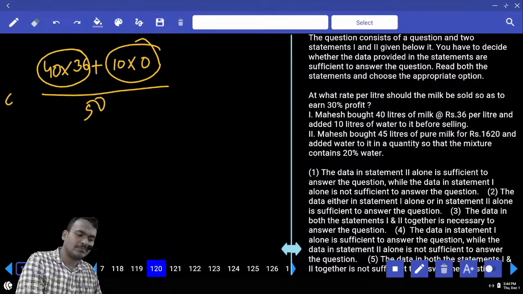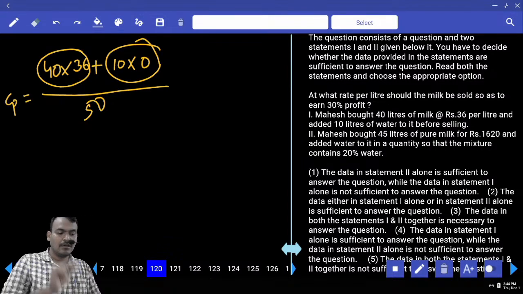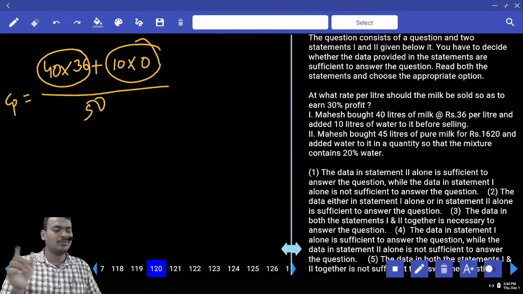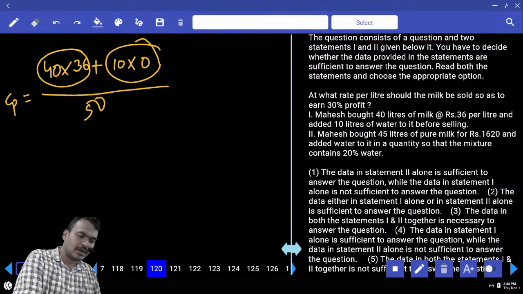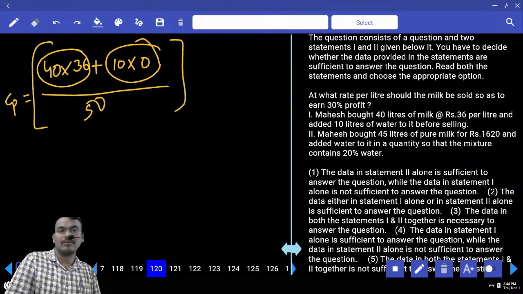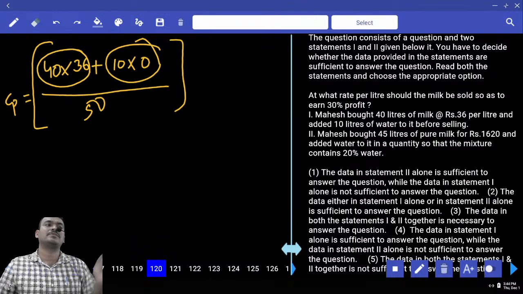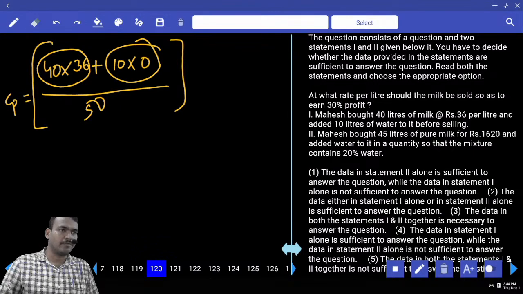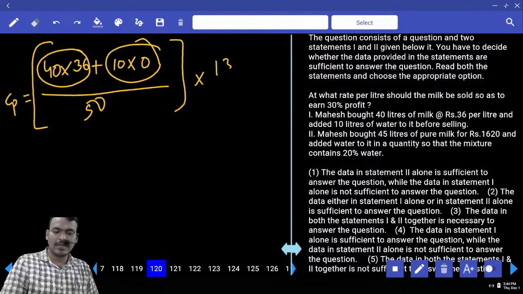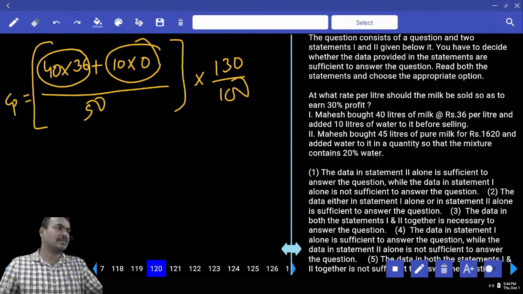Means the cost price of the mixture per liter is how many rupees? 40 into 36 plus 10 into 0 by 50 or not? It is the cost price of the mixture per liter value. But again it is sold at how much percent profit? 30% profit. Means into 130 by 100 or not? Yes or no? We get the selling price of the mixture per liter value or not?